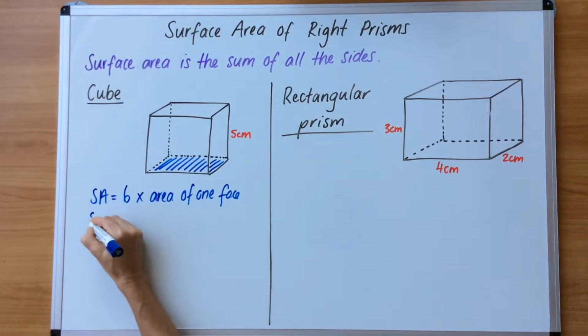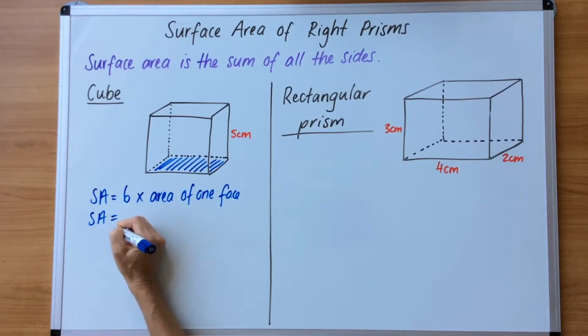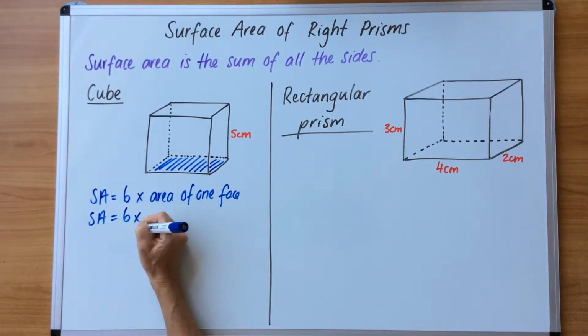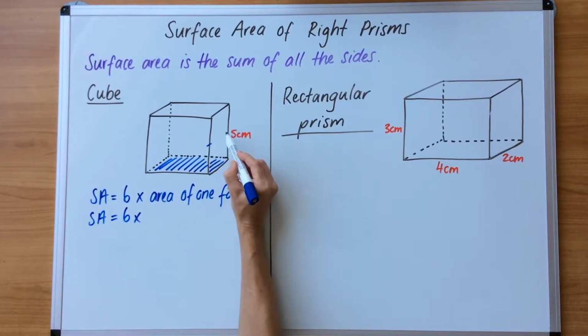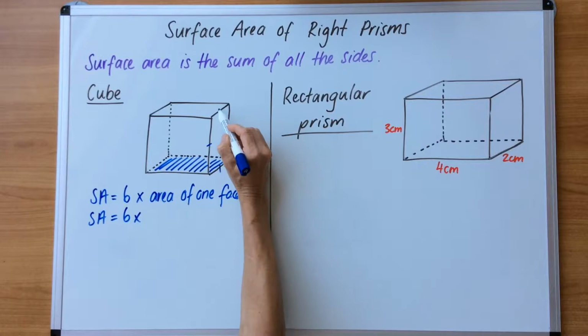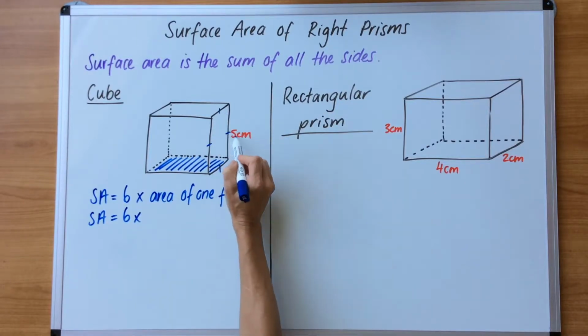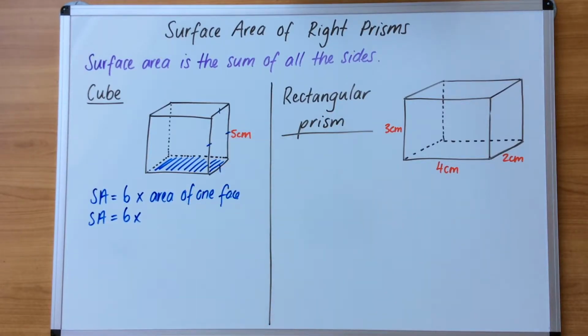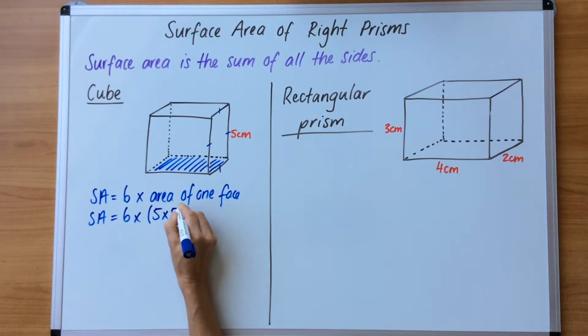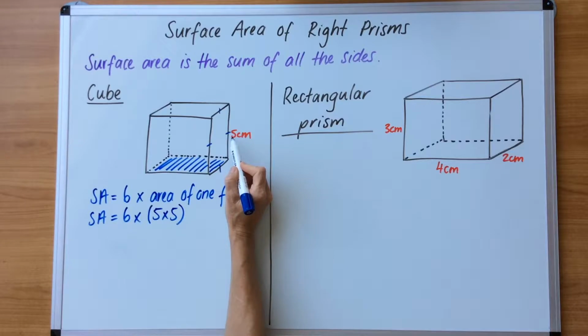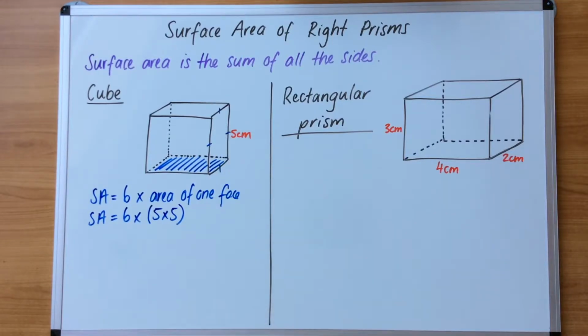So we work down the page, SA, surface area equals 6 times. Now we know that a cube has squares on it, so these sides all equal the same. So 5, 5, 5, and 5. So in brackets it's 5 times 5, because multiplying 5 times 5 gives the area of the square, and we want 6 lots of that.